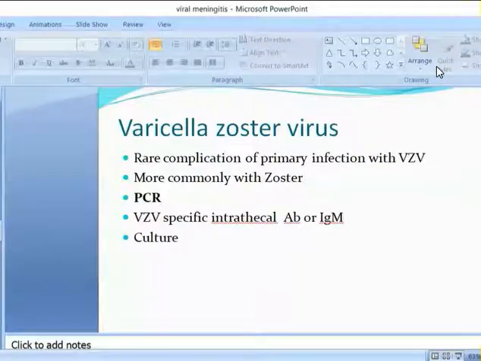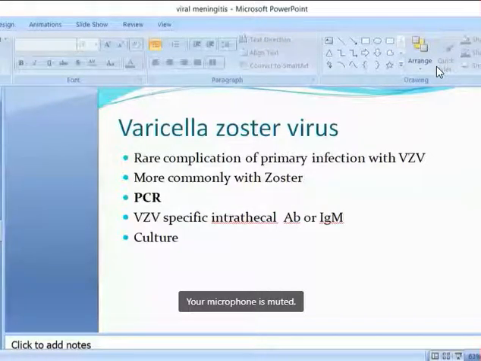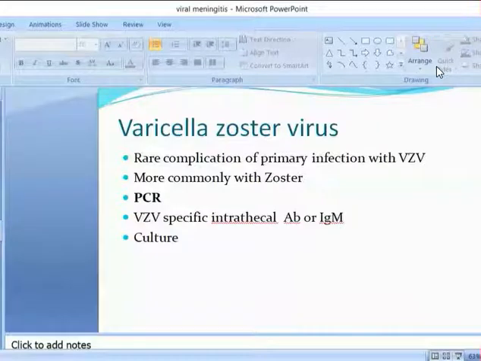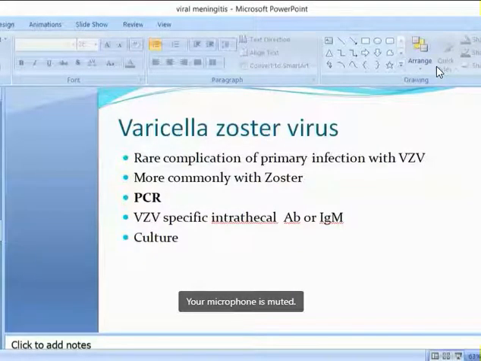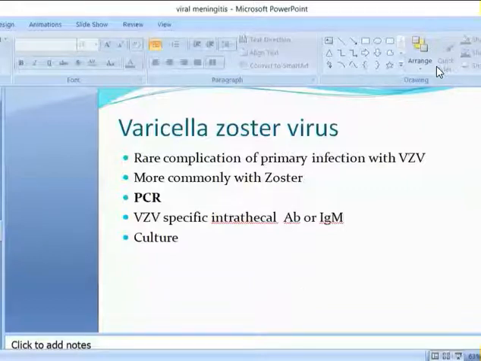Zoster usually occurs in the elderly, when there is an immunocompromised state or stress. So there is recurrence, or reactivation of the varicella zoster from the dorsal root ganglia to the periphery, and during that time, it may also cause infection of the meninges. How will you detect it? You do the PCR to detect the DNA, and you can also detect specific antibodies from the CSF. You can also culture the virus.